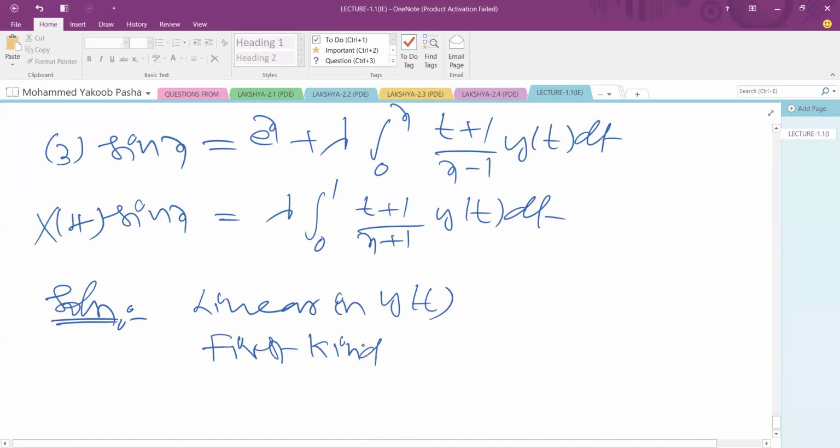What is the condition for first kind? g of x is equal to 0. g of x is equal to 0. Yes, sir, 0. g of x is equal to 0. Okay. So the third option is right.